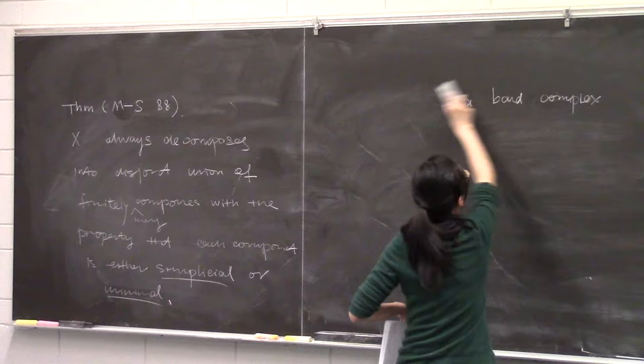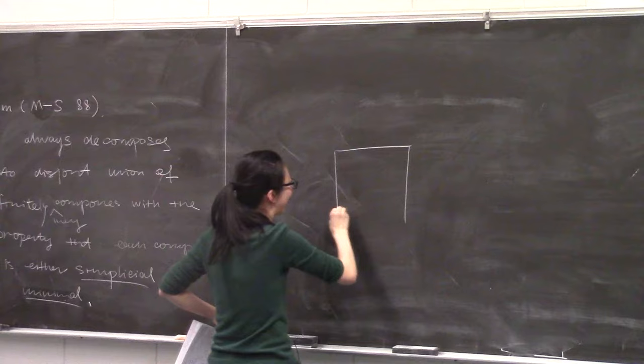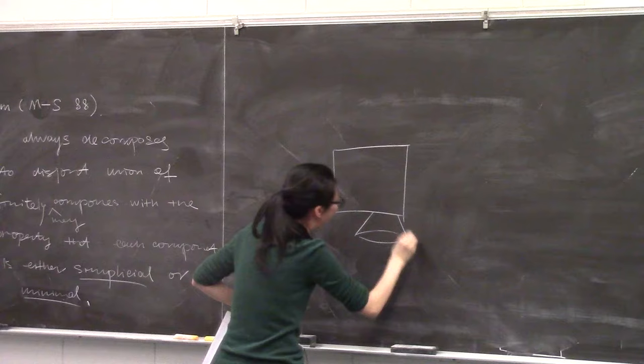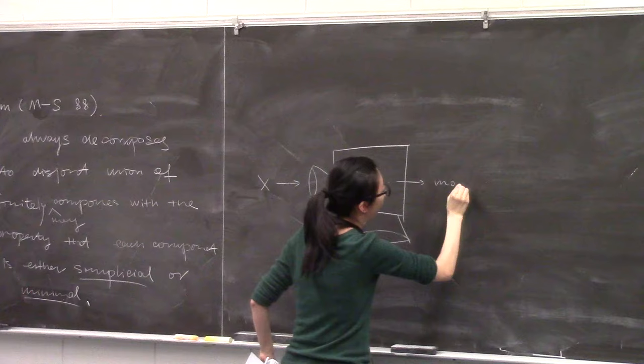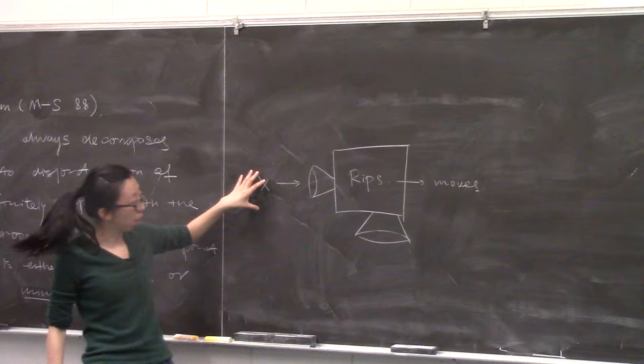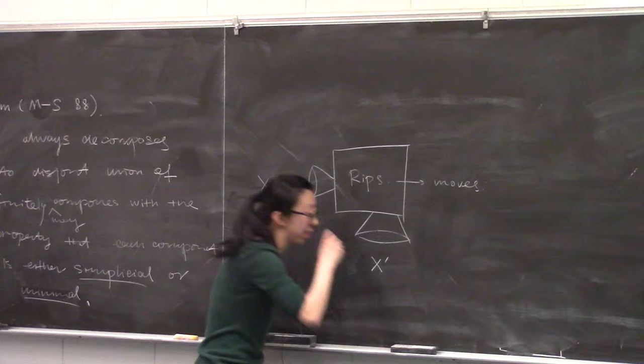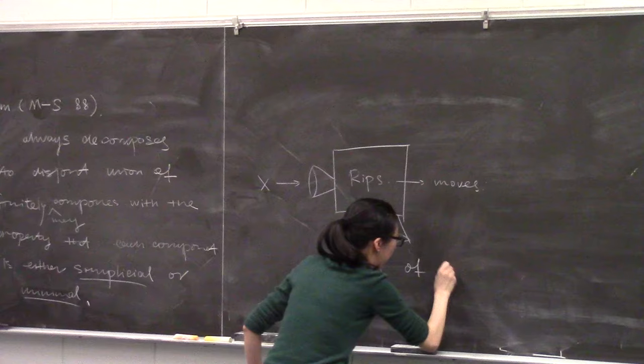Here's a picture I borrowed from a book. This is a Rips machine. It takes as input a band complex, and the Rips machine is made of moves. I'll talk about moves later. You give me some band complex, it will go through some moves, and then it will give you an output, which is another band complex in some normal form.